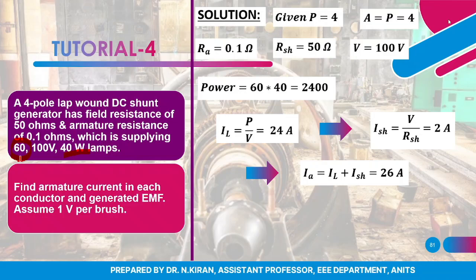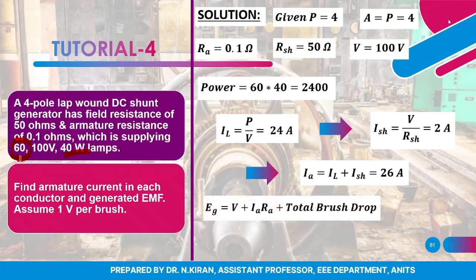So now here that is what we are asked to find, isn't it? What is the armature current in each conductor? And also the generated EMF we need to find. You know the formula: EG is equal to V plus IA RA plus total brush drop. So V we know, IA value we know, RA we know, we also know 1 volt per brush, so the total brush drop will be 2. So upon calculating, it will give me the value of generated EMF to be 104.6 volts.